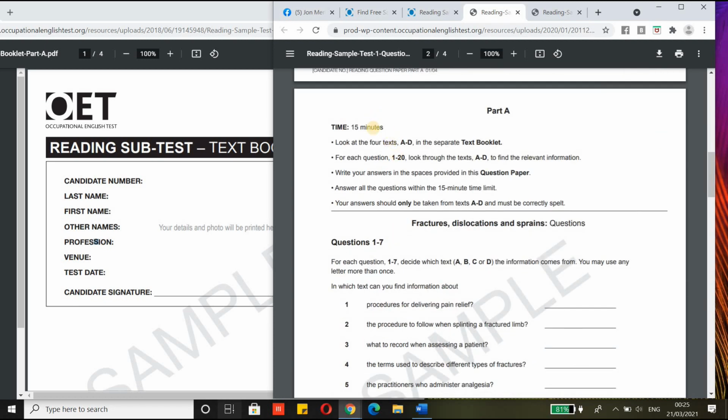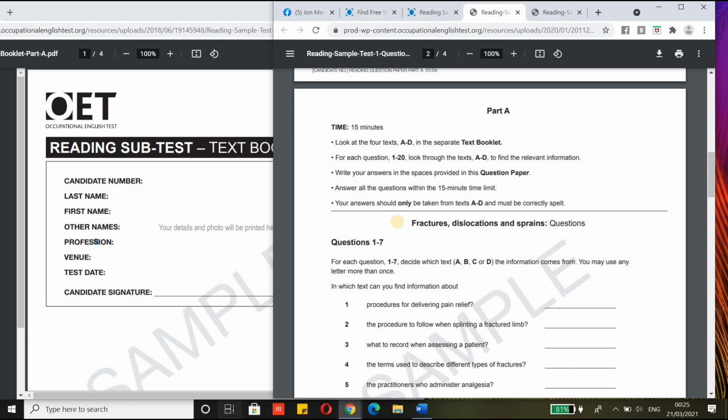Part A, 15 minutes. Look at the 4 texts A to D in the separate text booklet. For each question 1 to 20, look through the texts A to D to find the relevant information. Write your answers in the spaces provided in this question paper. Answer all the questions within the 15-minute time limit, and your answer should only be taken from the texts A to D and must be correctly spelled.